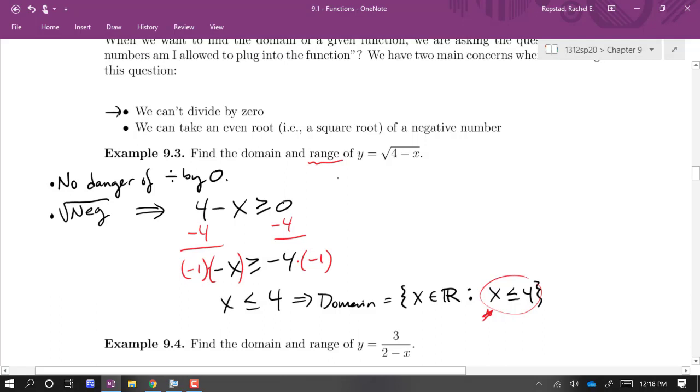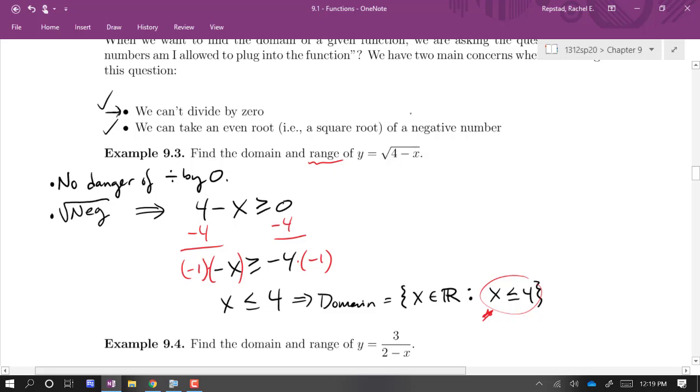This one is a little bit less straightforward. With the domain, I just have these couple things I need to consider, right? Check off the list. And even when I considered taking the square root of a negative, I was able to just make an equation out of that. With the range, we really have to think critically about this function and say what's possible to get out. And we'll note that here y is equal to the square root of 4 minus x.